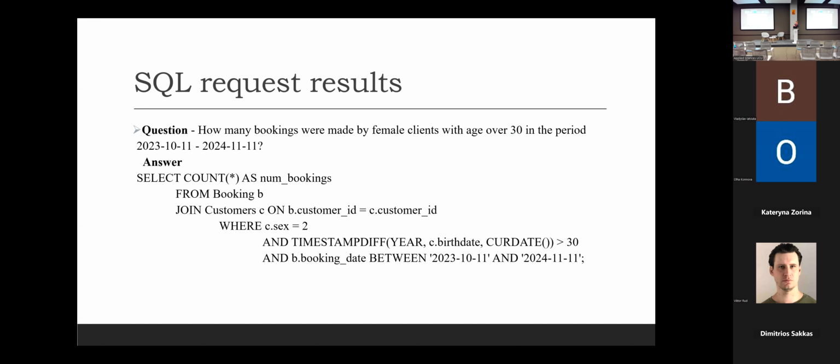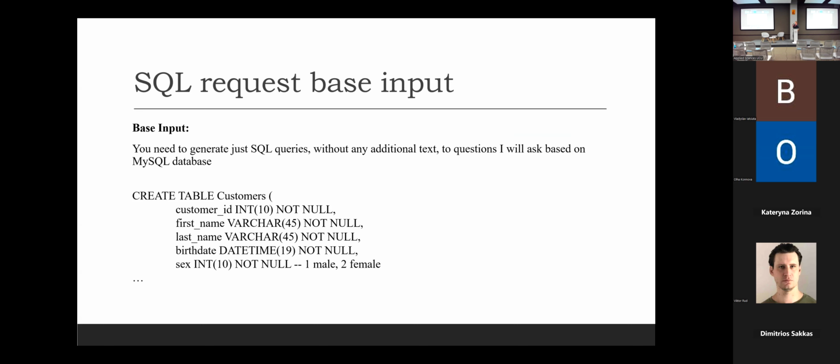For example, we asked this complex question: how many bookings were made by female clients with age over 30 in a certain period? As you can see, it built the query properly, and even for client sex, it was setting 2. But if you look in the database, it was just an int, and in the comments it says 1 male and 2 female.